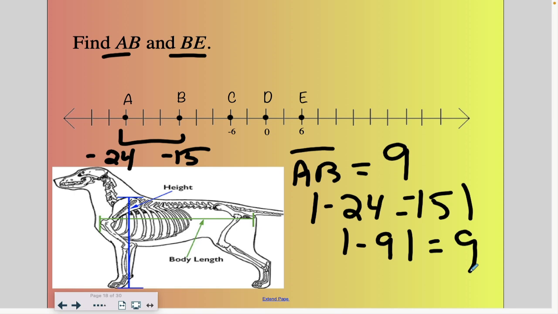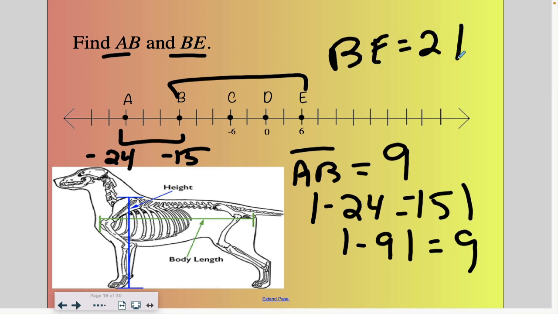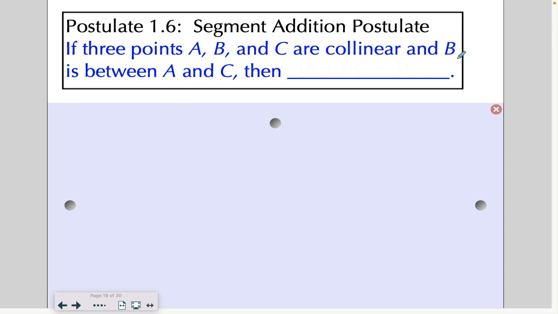What about BE? I could do it the same way, or in theory, I could just count. How long is BE? Somebody probably has it. Okay. So BE is equal to 21. Good. Okay, not a trick.